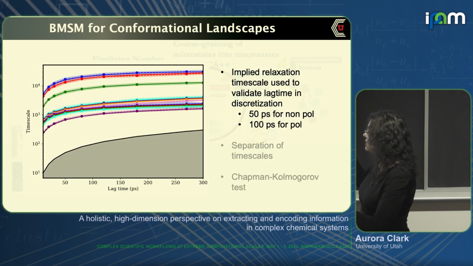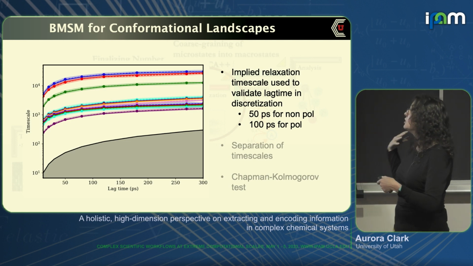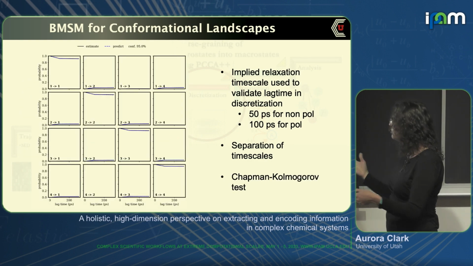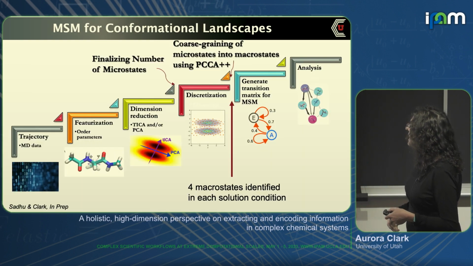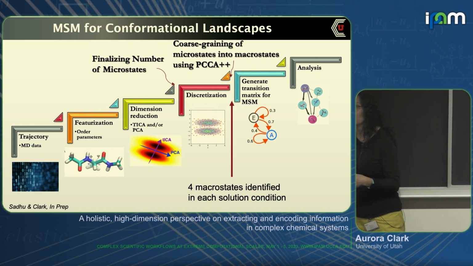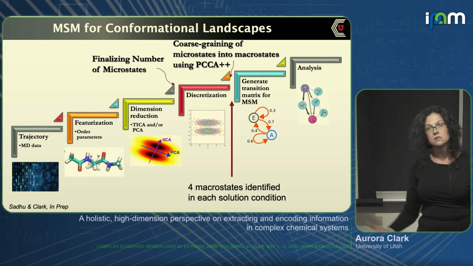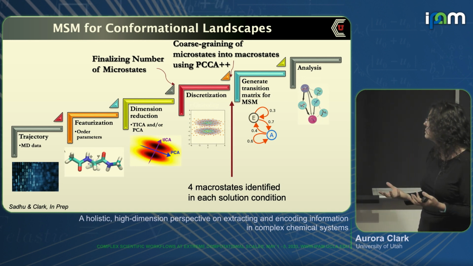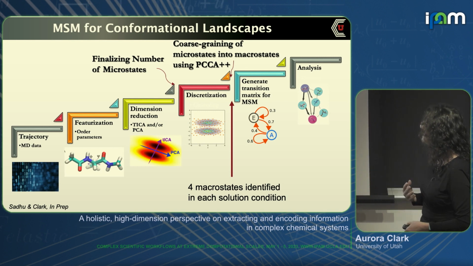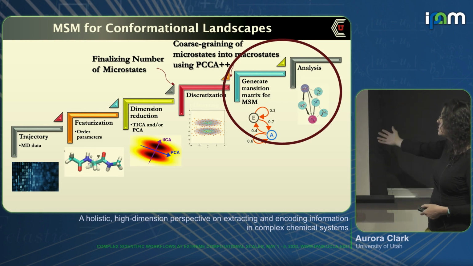And when you do that, you actually have to go through a whole series of benchmarking processes, right? You have to look at the implied relaxation times and make sure that they're well separated, and then go through a Chapman-Kolmogorov test. And then finally, you've gone through this discretization workflow, and you get these macro states that are meant to represent what groupings of conformations of these molecules are most related to specific micelle sizes and behaviors. And then you can generate this transition matrix between those macro states.